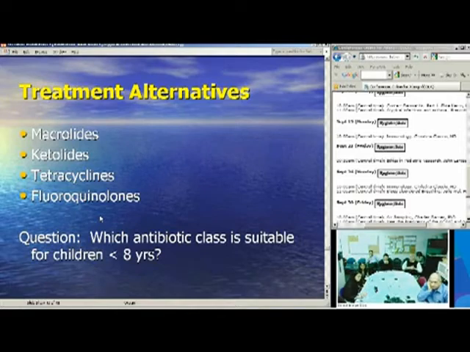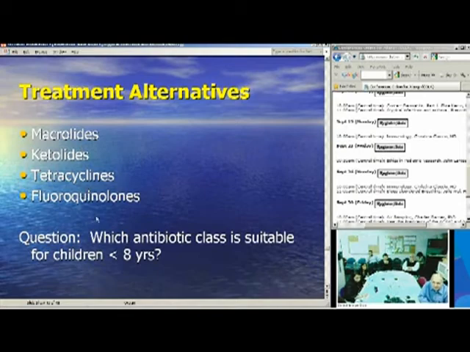So what's going to happen if we reach the 90% or 95% macrolide resistance that we're seeing in China now, in the U.S. in the next 10 years? We're going to have an untreatable reservoir of young patients who may serve as a source of infection for grandma or their older siblings and so forth.